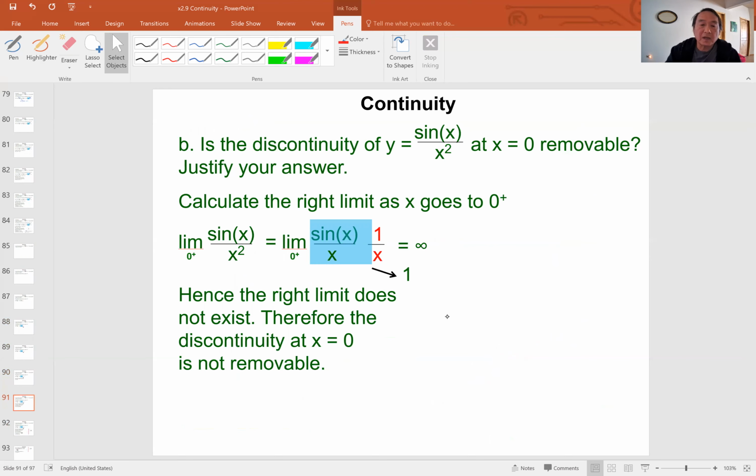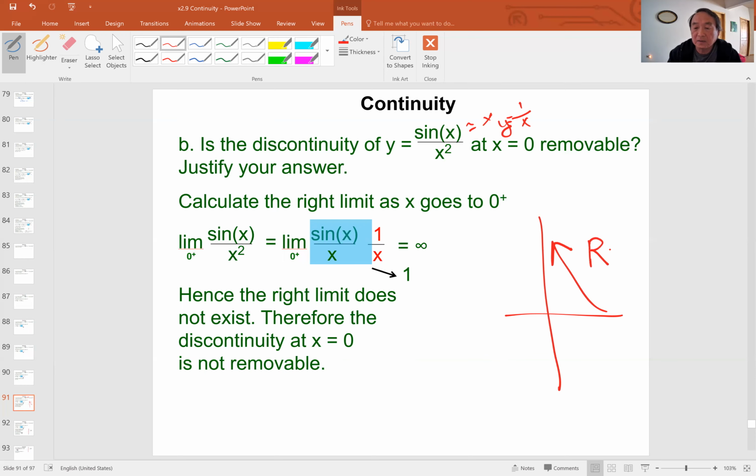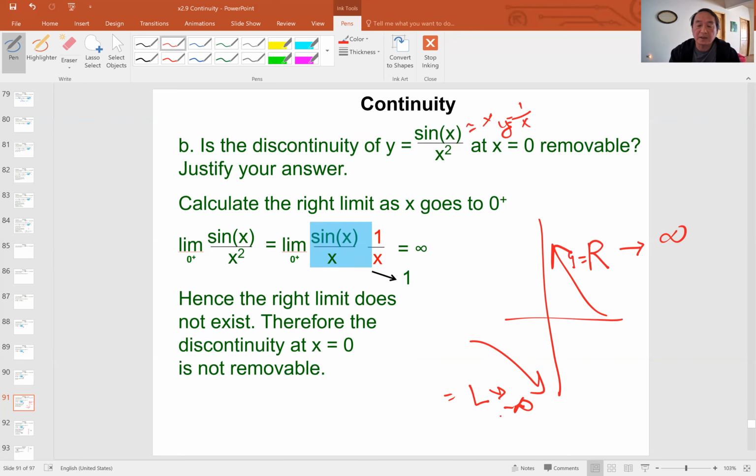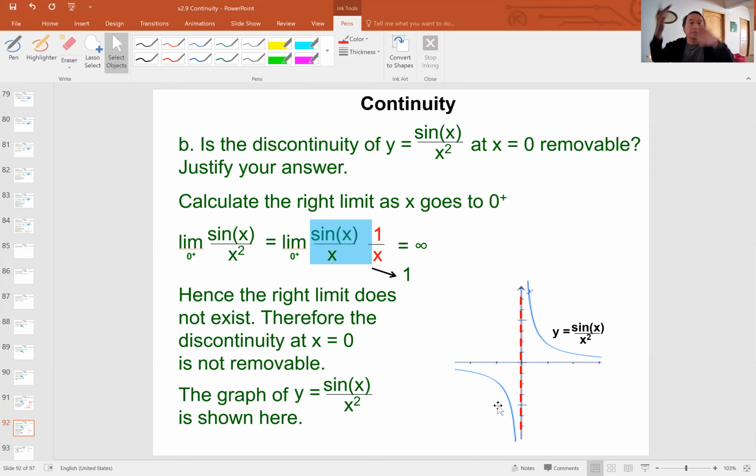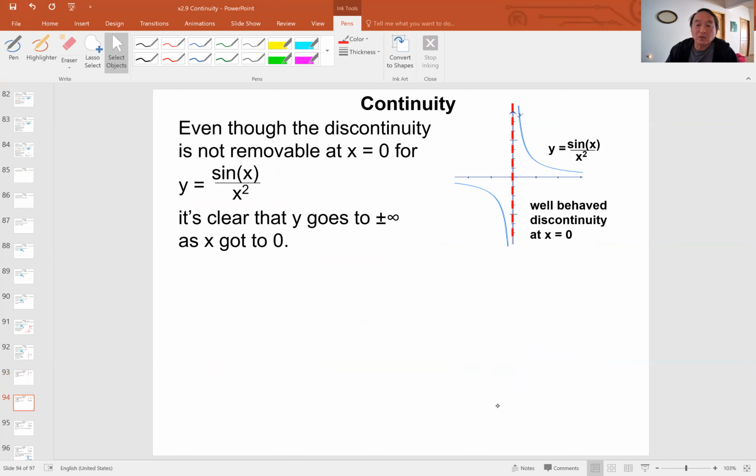Oh, this one, sorry, that's the last one. This one is not removable, because sine of x is basically x, so x divided by x. This is basically the function y equal to 1 over x. The right-hand limit goes to positive infinity, and the left-hand limit goes to negative infinity. So y from the right-hand side shoots up and from the left-hand side goes down, and you cannot join the two sides. One goes up, one goes down. You're not going to be able to make them meet. So it's non-removable.